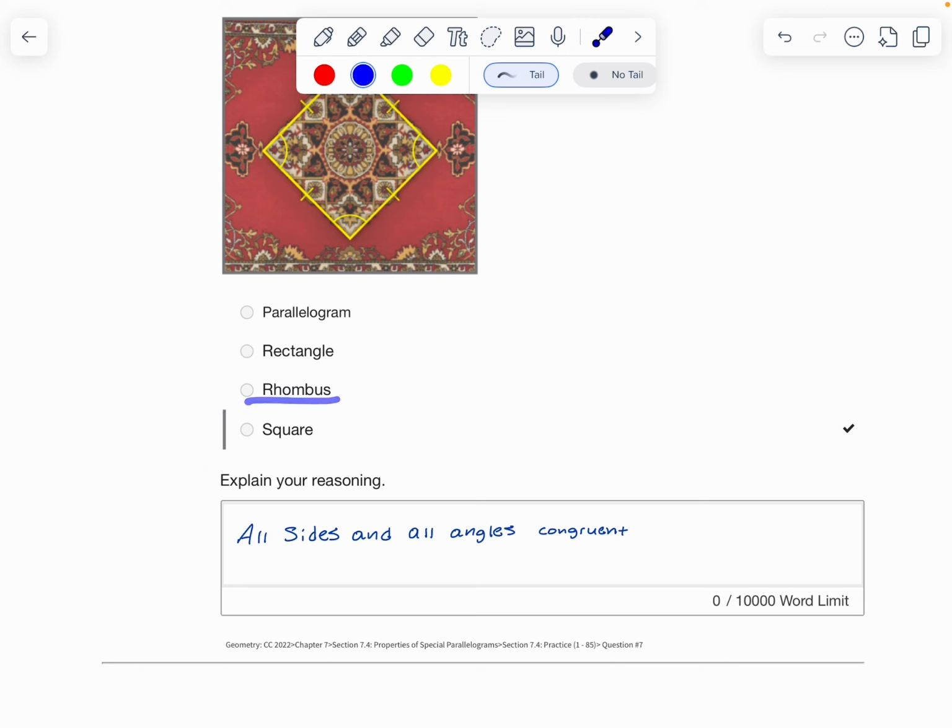Is it a rhombus? Yes. Is it a rectangle? Yes. Is it a parallelogram? Yes. But the most specific name that we can give is a square.